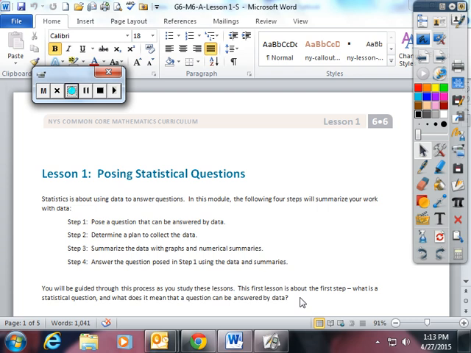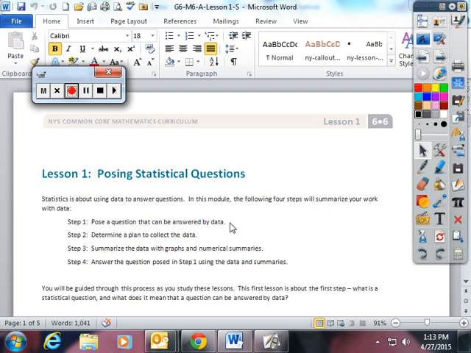In Lesson 1 of Module 6 of Statistics, we will be posing statistical questions. The students learned a little bit what statistics is about today. Statistics is about using data to answer questions. In this module, the following 4 steps will summarize your work.